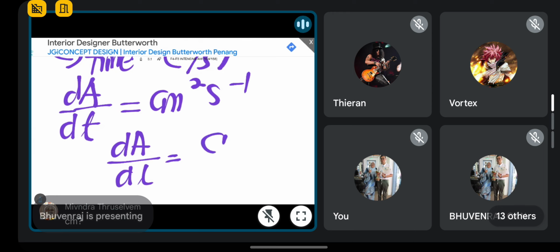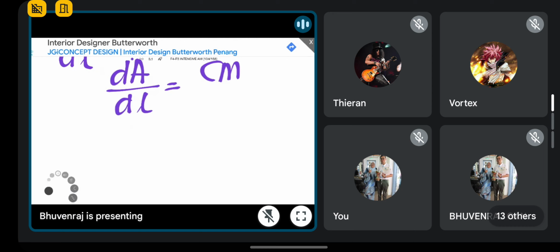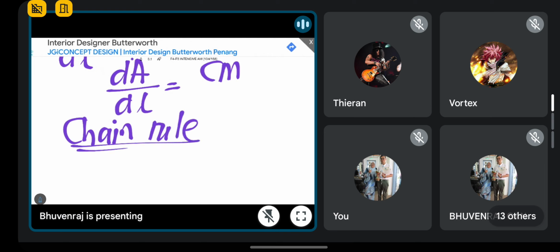Yes, correct. cm. It doesn't mean they will always ask you for seconds, guys. Bukan selalu. They can also relate quantities like this that don't have time. Perubahan luas berpandukan pada perubahan jarak. So this is a few examples. Another reminder: you all must know the chain rule, because rate of change of related quantities applies this again. Petua rantai.